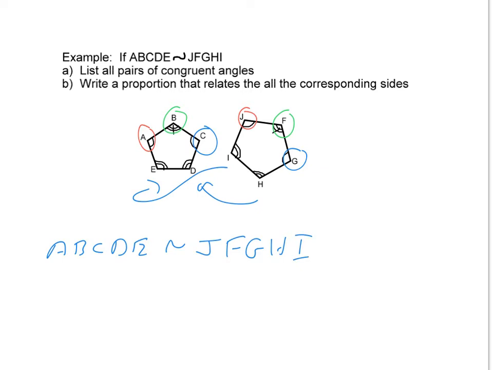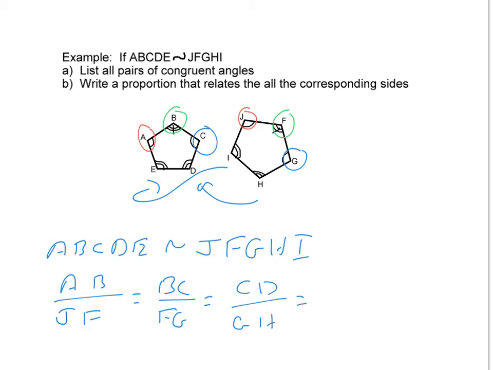JFGHI, which means AB would be proportional to JF, BC would be proportional to FG, CD would be proportional to GH, DE would be proportional to HI, and there is one more, EA would be proportional to IJ.